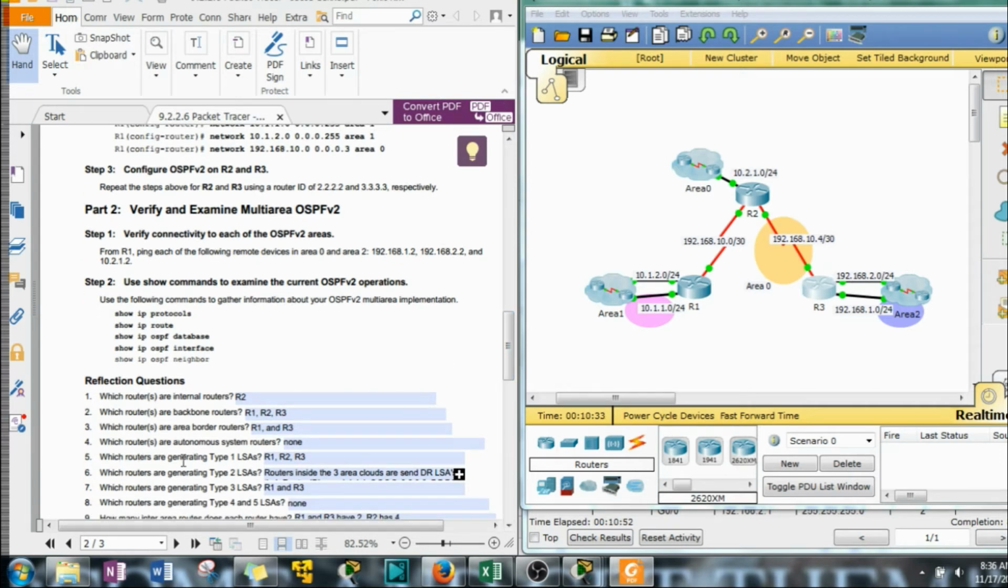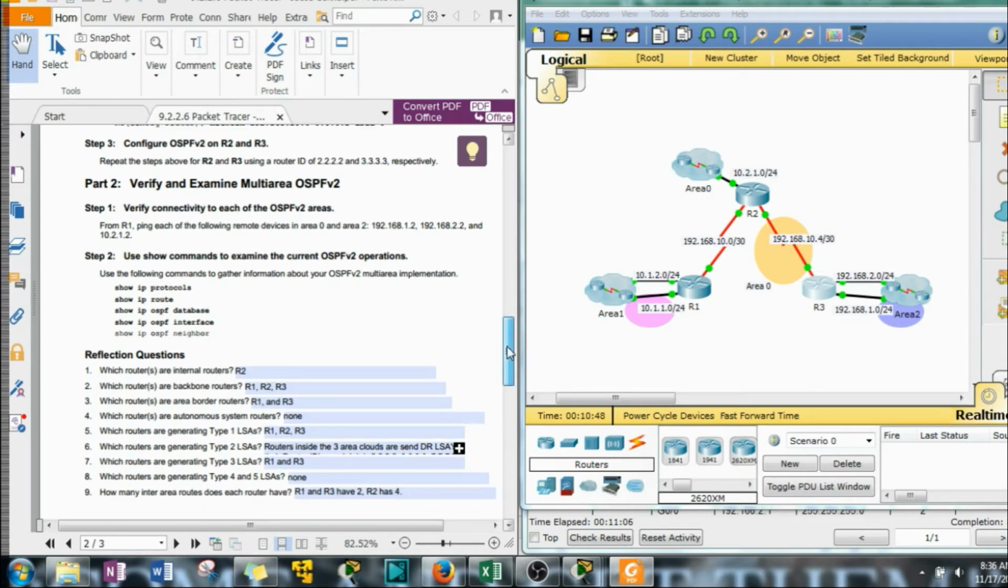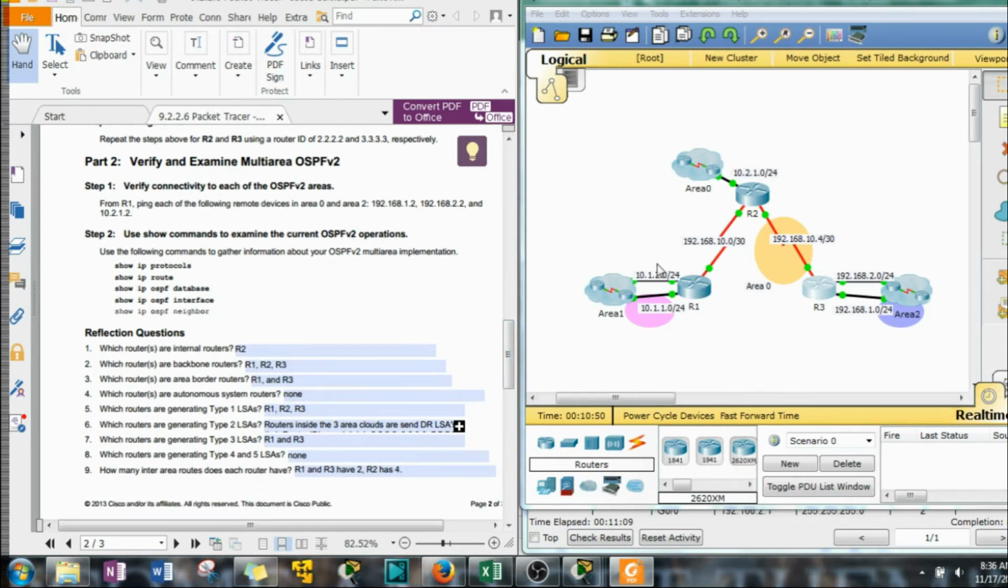Let's see, which routers are generating type 1 LSAs? They're all doing that. LSA 1s are packet 1s for link state advertisements, just sharing directly connected routes with other routers. So all of them are directly connected to something, and they're just going to share that information back and forth. Which routers are generating type 2 LSAs?